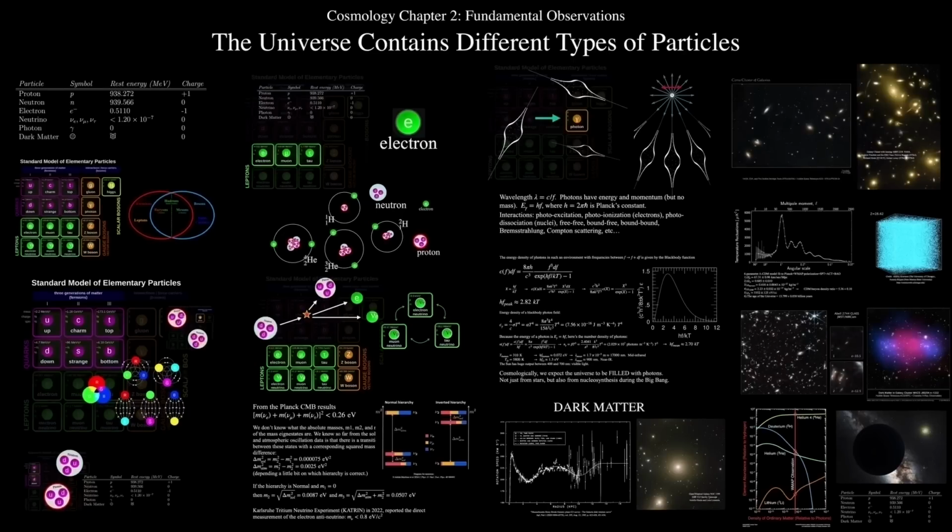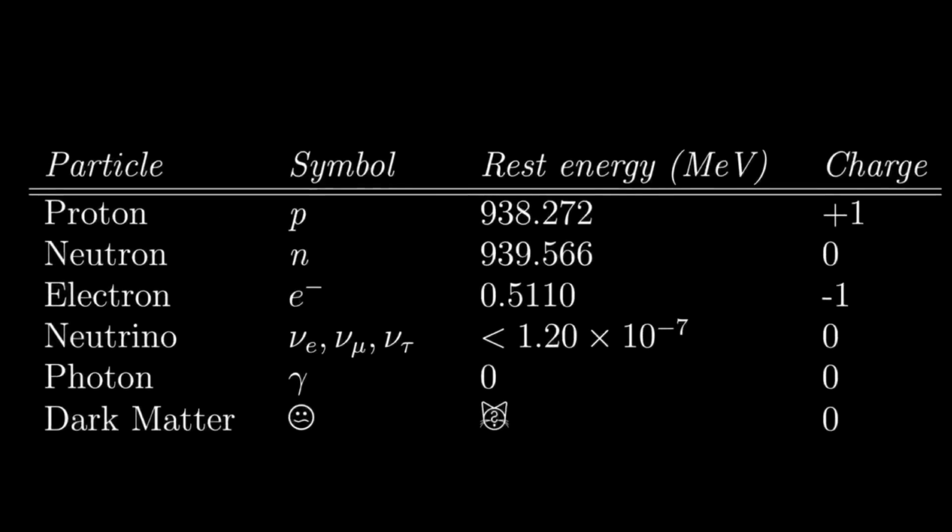That being said, let's begin with the different kinds of particles that exist in the universe. Okay, so let's begin by saying in cosmology, we want to look at all of the kinds of particles that matter cosmologically. And so this list is actually pretty short. We care about protons, neutrons, electrons, neutrinos, photons, and dark matter. These are the dominant things that we care about in cosmology.